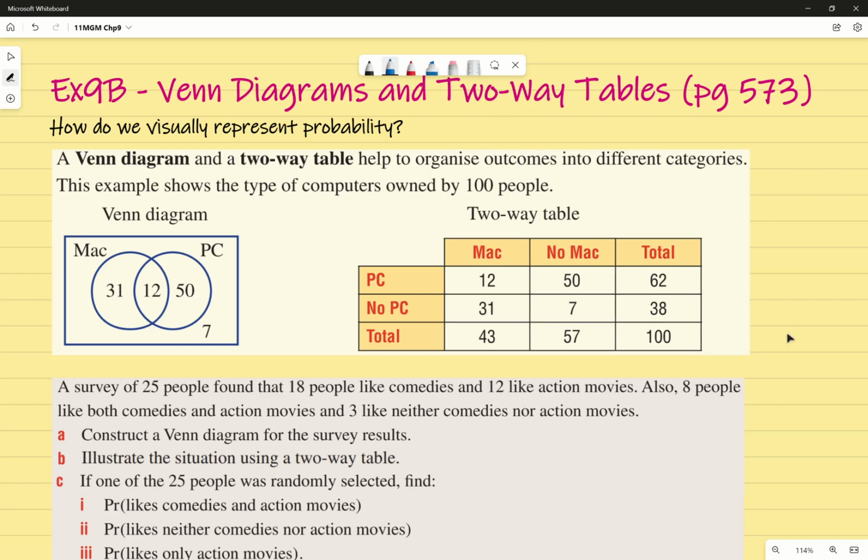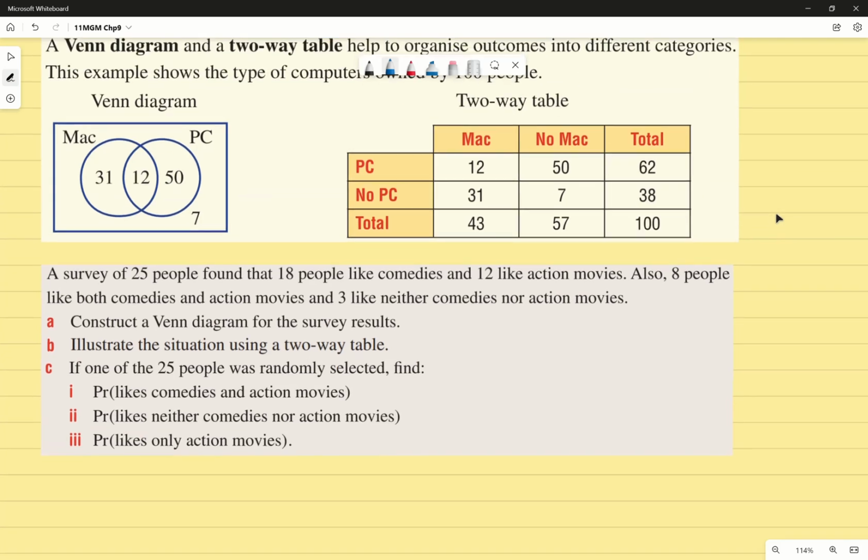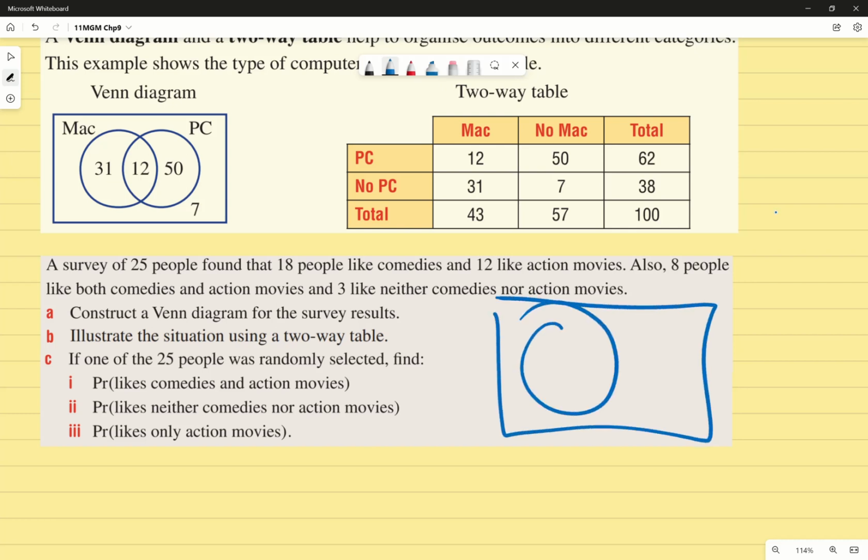Let's jump right into the example. A survey of 25 people found that 18 people like comedies and 12 people like action movies. Also, 8 people like both action and comedy, and 3 like neither comedy nor action. Let's start by drawing a Venn diagram. With our Venn diagram, I always start with my rectangle so that I don't forget, and then I draw my two circles and label them. This one I'm going to call C for comedy and A for action.